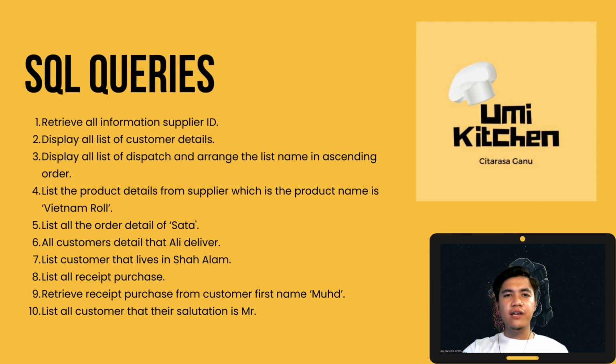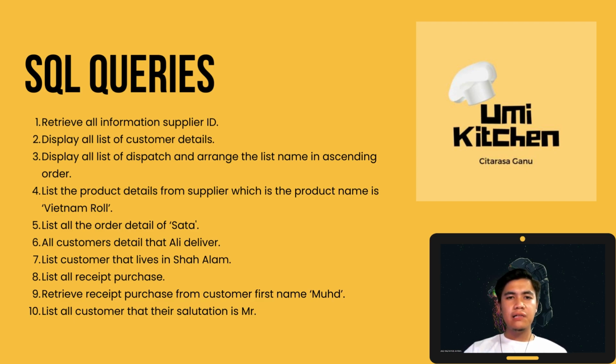For SQL queries, we have decided to make 10 queries. The first one is retrieve all information of supplier ID. Next is display all list of customer details. The third is display all list of dispatch and arrange the list name in ascending order. Number 4, list the product details from supplier, where the product name is Vietnam roll.